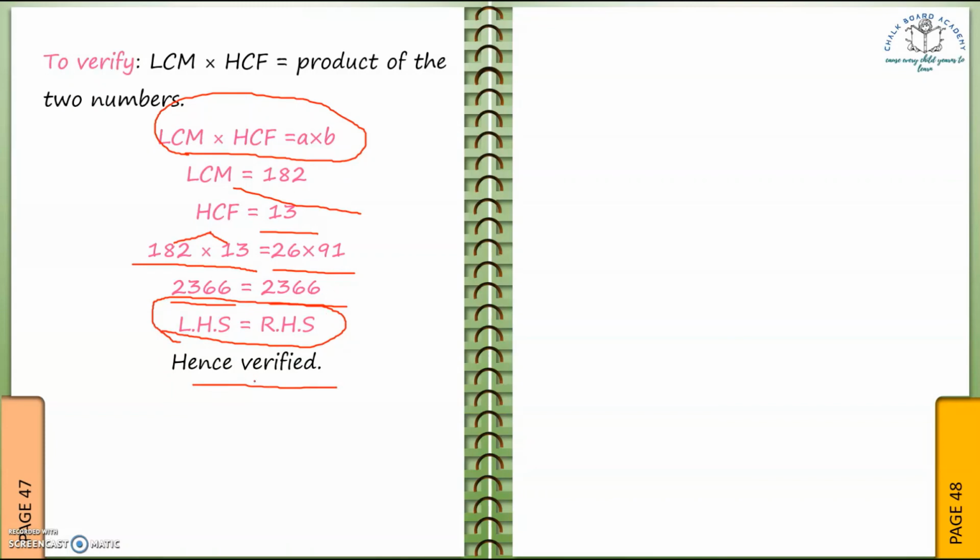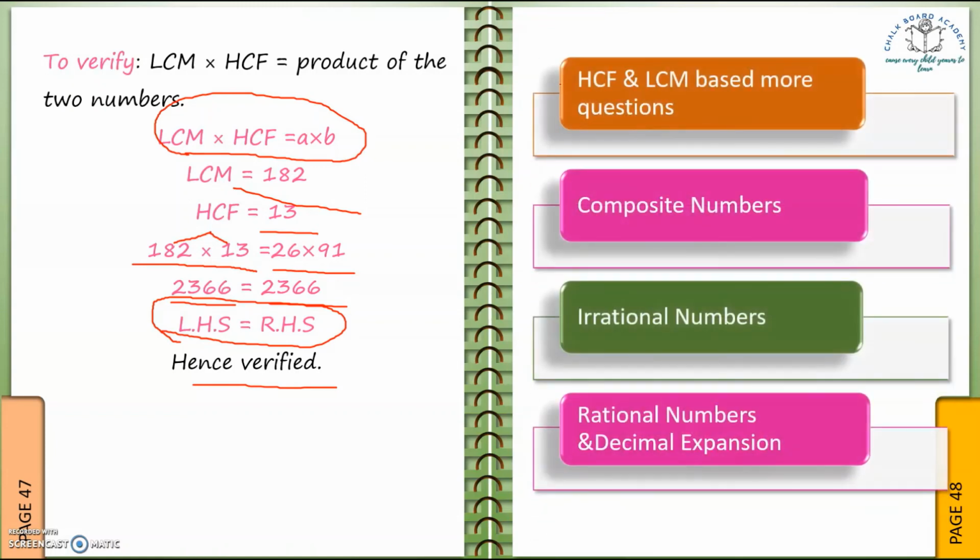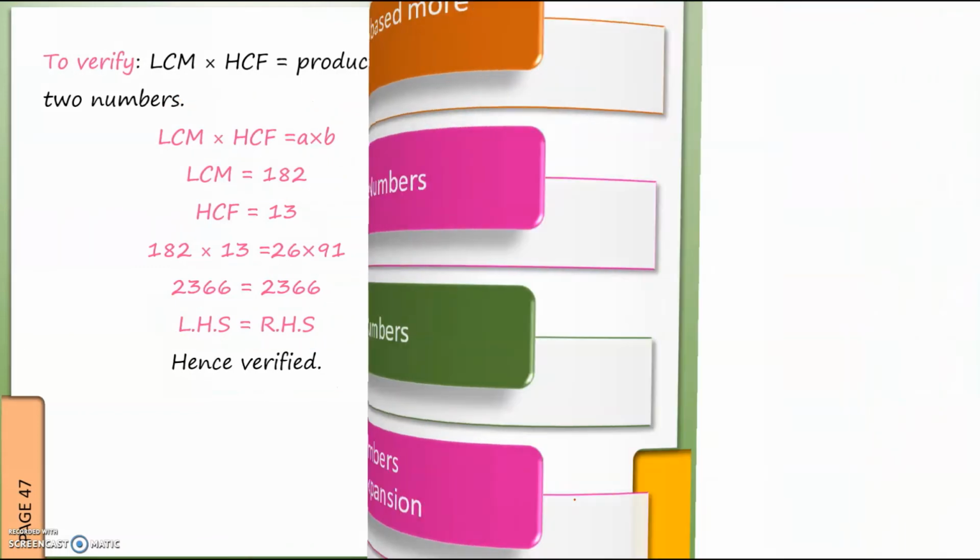This was all. Here I conclude part 2 of this lecture. Now we will have part 3, under which I will be discussing some more questions related to LCM and HCF, and then composite numbers, and thereafter we will do irrational numbers, where we will discuss how to prove that a certain number is an irrational number. Then we will have rational numbers and decimal expansion. Here we will see terminating and non-terminating numbers.